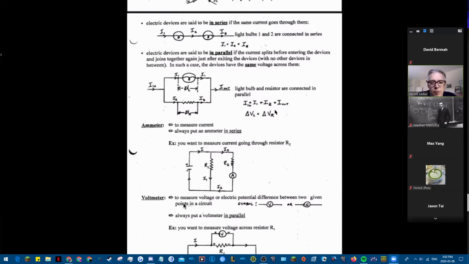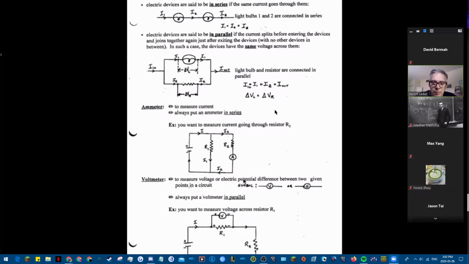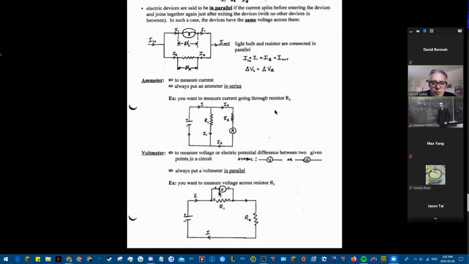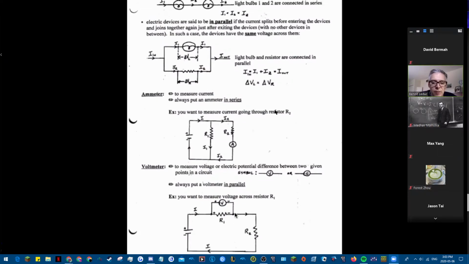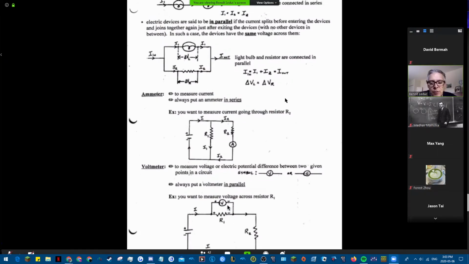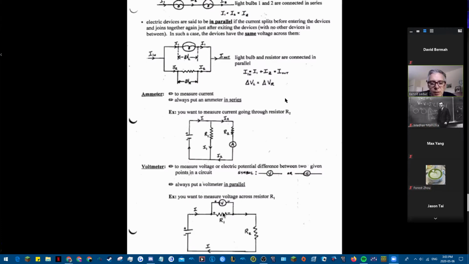A voltmeter, we talked about this. A voltmeter is the device that measures the voltage across 2 points and must always be placed in parallel. So this is the voltmeter, and it is placed in parallel with the device that you want to measure. Here you want to measure the voltage across the resistor, so you place it like this.